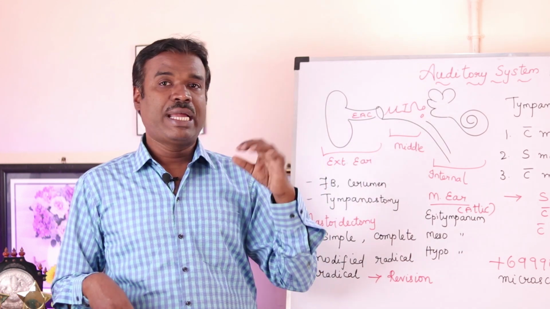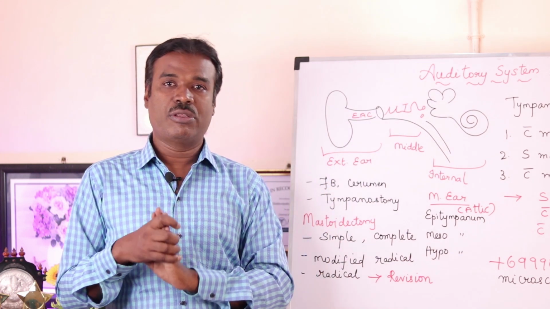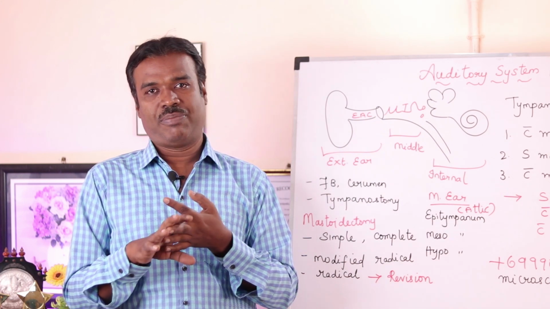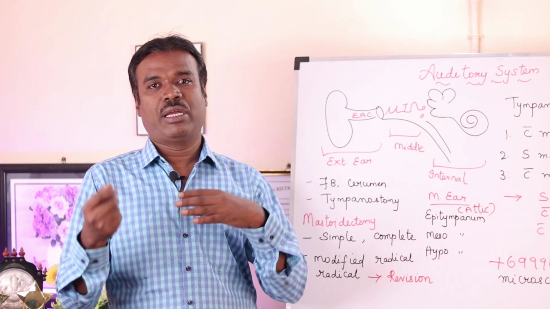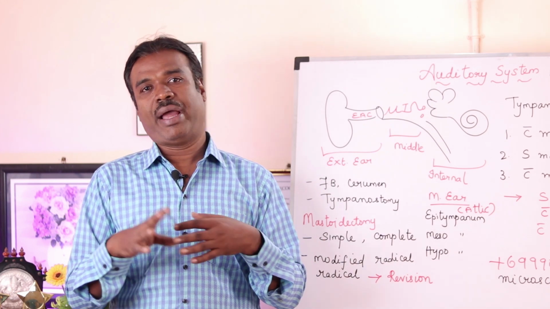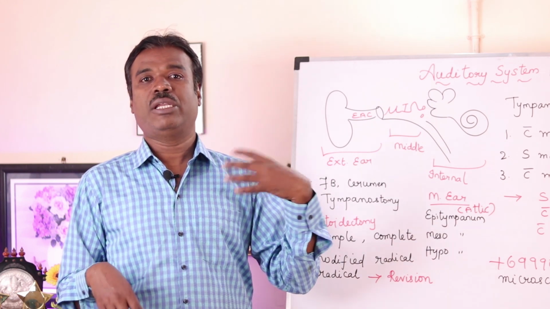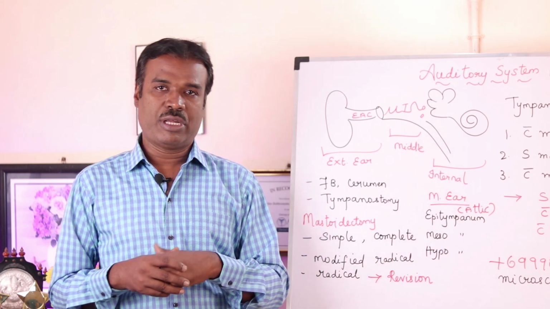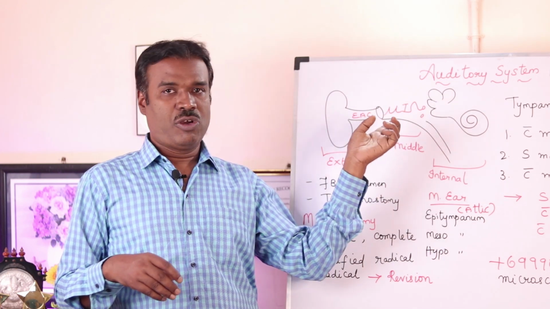The middle ear contains the smallest bones in the human body, which are the Malleus, Incus, and Stapes. These are in the shape of a hammer, anvil, and stirrup. You might also get this question: what are the shapes of the ear ossicles? So these are the bony ossicles.